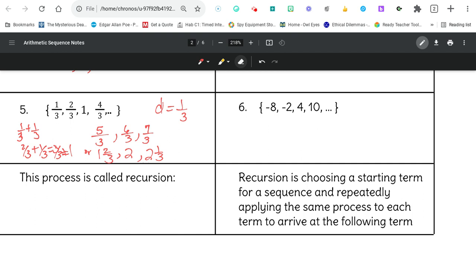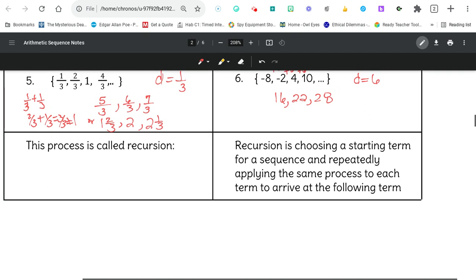All right, let's take a look at number 6. I'm going from -8 to -2, -2 to 4, 4 to 10. So this is going up. I'm adding 6. -2 plus 6 is 4. 4 plus 6 is 10. 10 plus 6 is 16. I'm going to write D equals 6. 16 plus 6 is 22. And 22 plus 6 is 28.